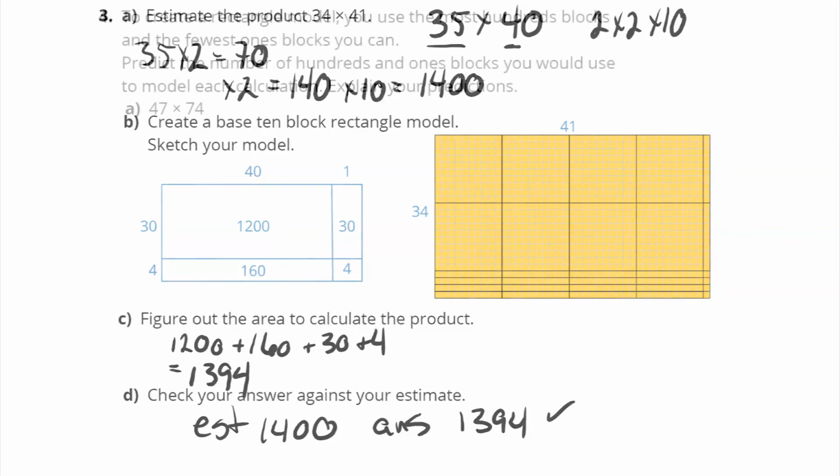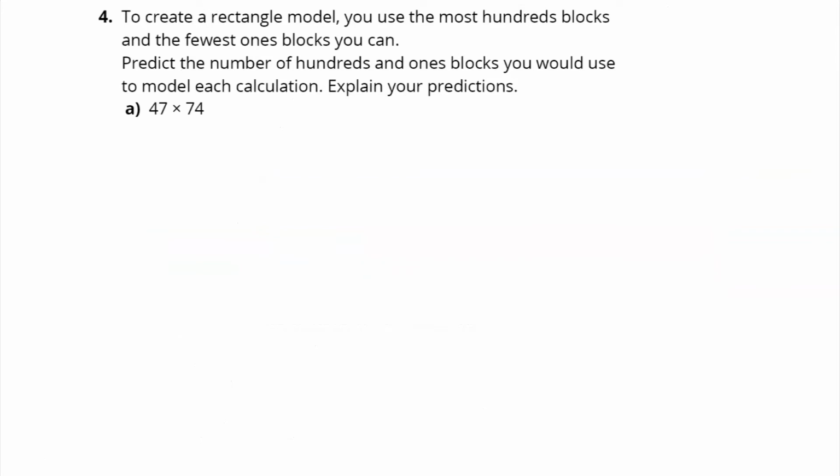To create a rectangle model, you use the most hundreds blocks and the fewest ones blocks you can. Predict the number of hundreds and ones blocks you would use to model each calculation and explain your predictions. So if I'm looking for the tens blocks in the first question, and then I also want the ones blocks, I multiply the 4 times the 7, and I say that there are going to be 28 tens blocks. And then for the ones, I'm going to multiply the 7 times the 4, and coincidentally, we end up with the same number of ones blocks.